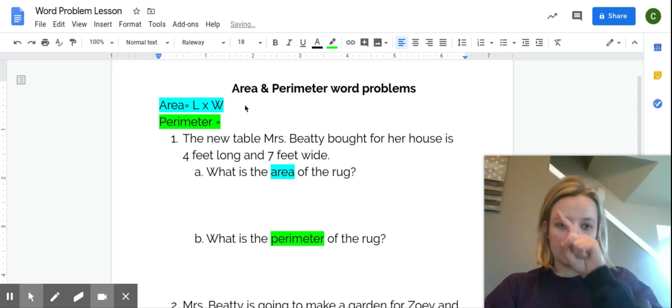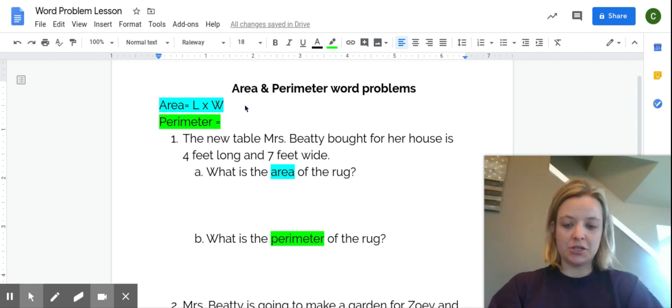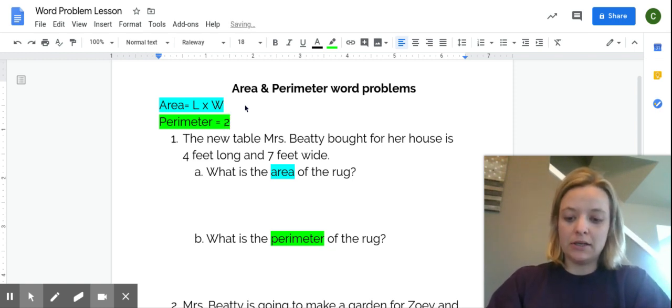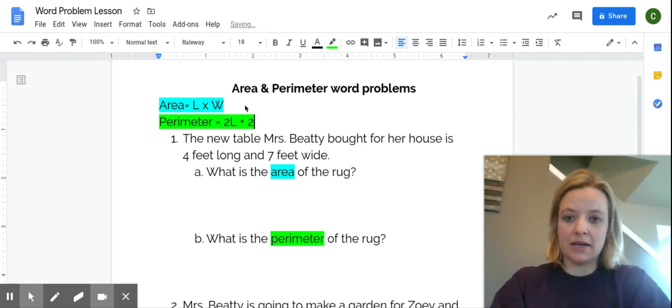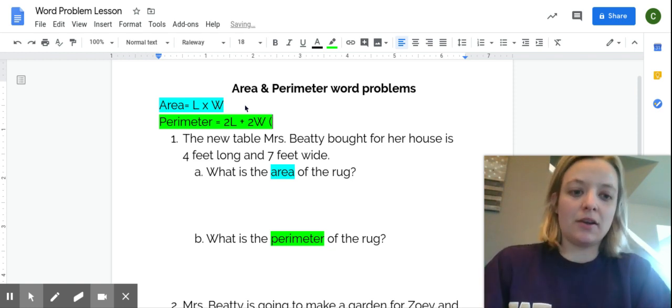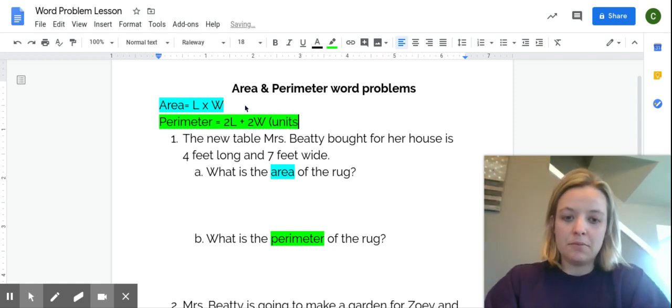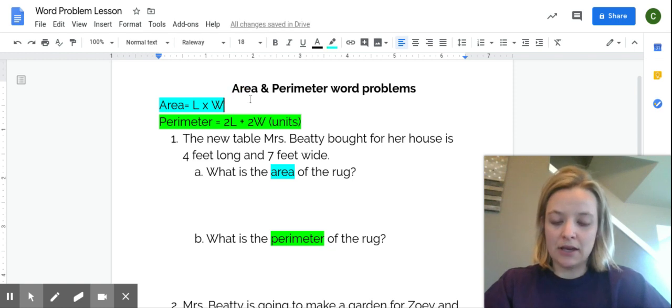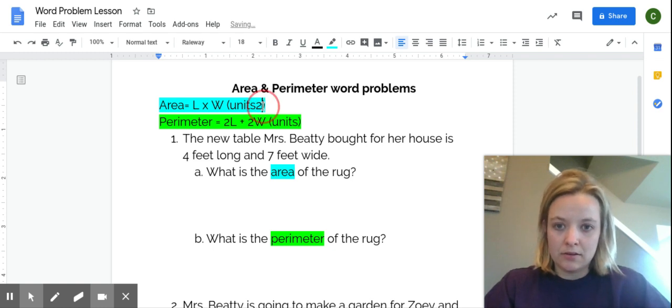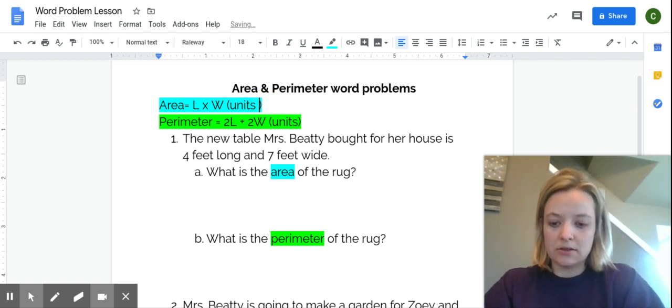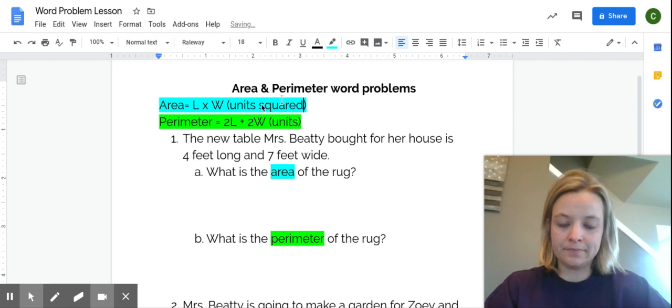For perimeter, remember that's the total distance around our shape. So we have 2 times the length plus 2 times the width. I'm also going to put in a note that when we are labeling this, we label perimeter with units, and area, we label it with units squared.